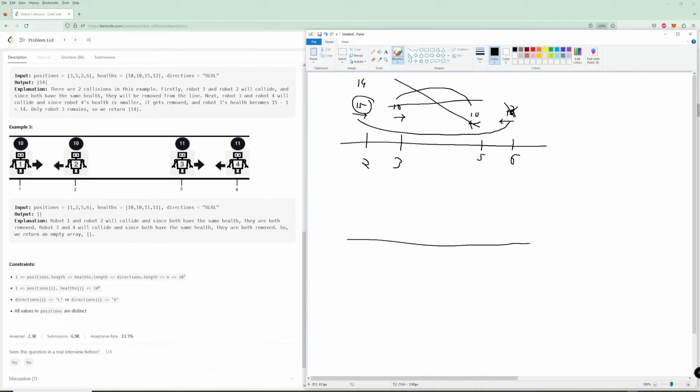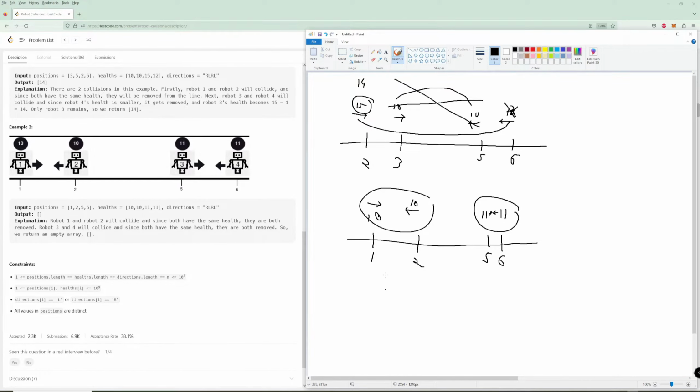In the third example, let's draw the number line again. We have 1, 2, 5, 6 here. We have a robot going right with 10, a robot going left with 10, a robot going right with 11, a robot going left with 11. This is pretty straightforward. They will actually all collide, right? These two will collide, then these two will collide. Okay, so let's try to build some intuition from this problem.